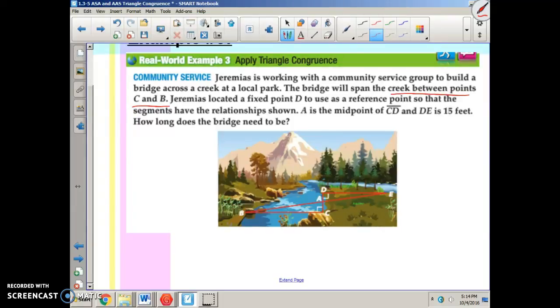Jeremias located a fixed point D to use as a reference point. So we'll underline that. So that the segments have the relationship shown. A is the midpoint of CD. That's really important, hence why I'm underlining it like crazy. And DE is 15 feet. Now let's check our picture. Is that actually labeled? Hey, look at that, it's not labeled. Let's label it. And actually we'll do that in a second. Alright, and then let's finish. How long does the bridge need to be?